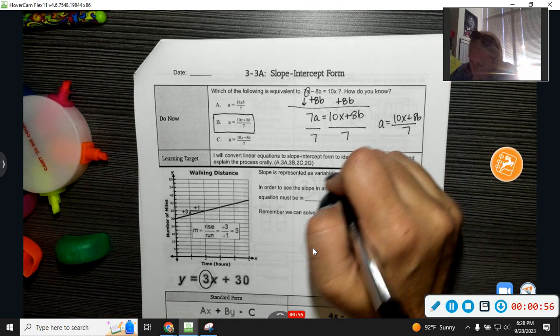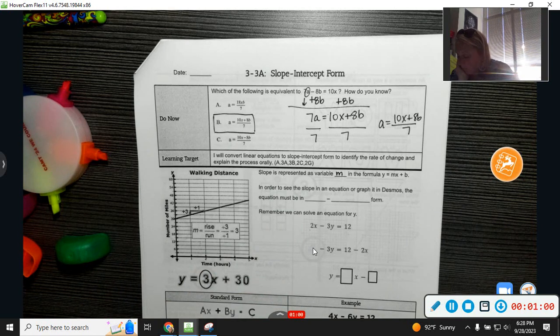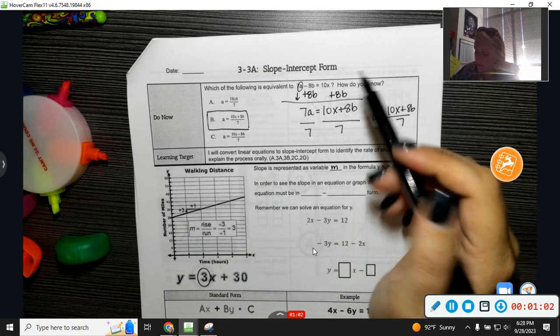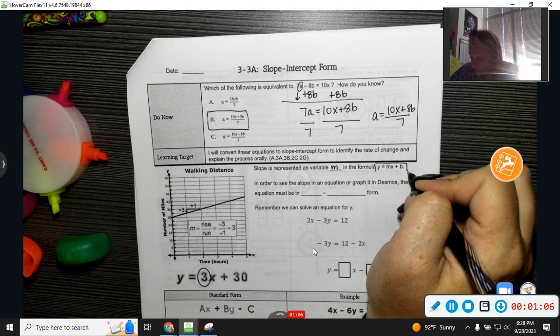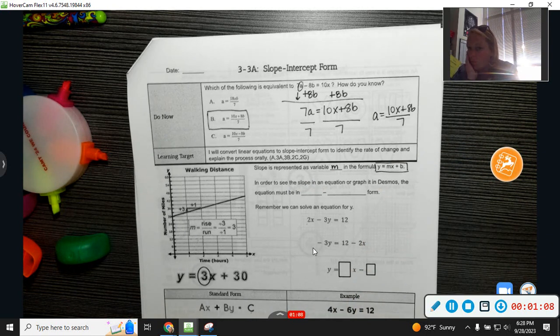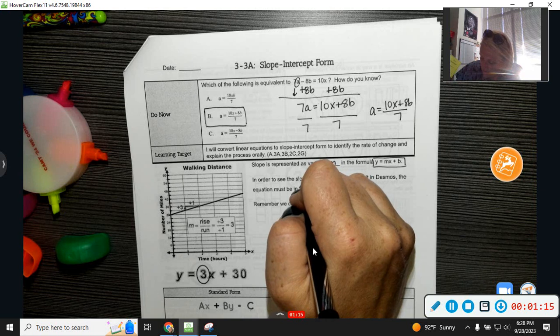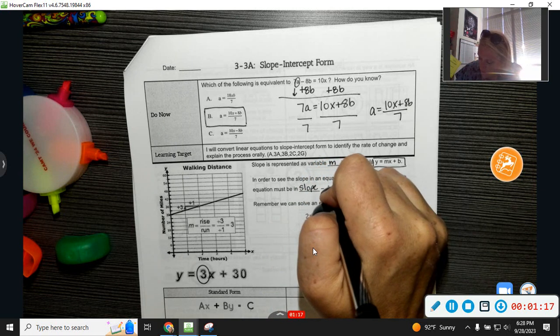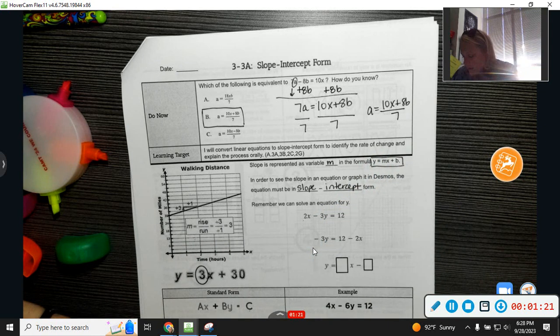So we already said yesterday that slope is represented by the variable m. And so today what we're going to do is make sure that we can get things into this y equals mx plus b form. In order to see the slope in an equation graphed in Desmos, the equation has to be in slope-intercept form. And so we can remember we can solve an equation for y.